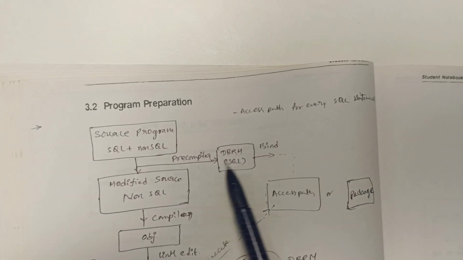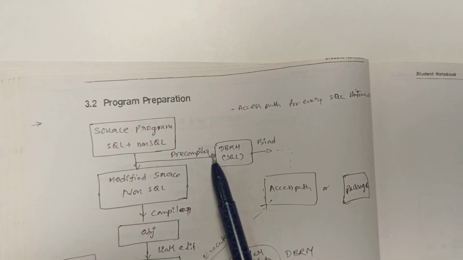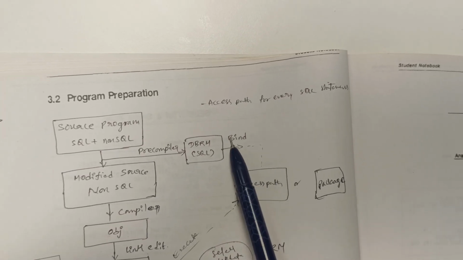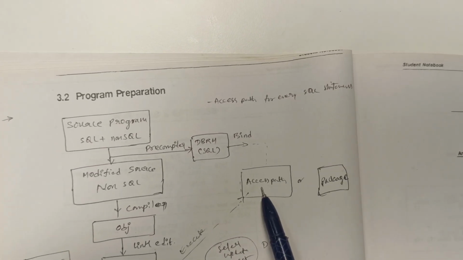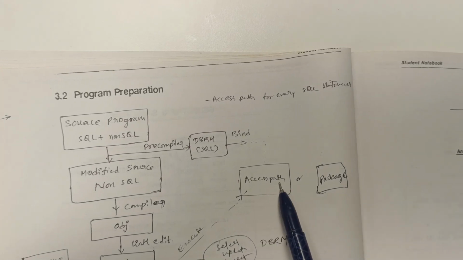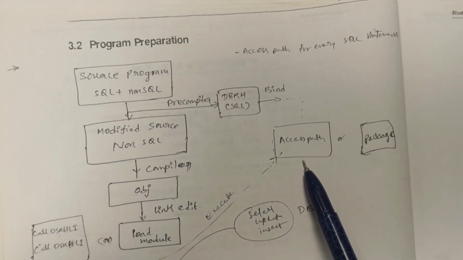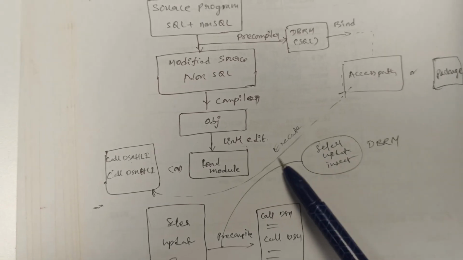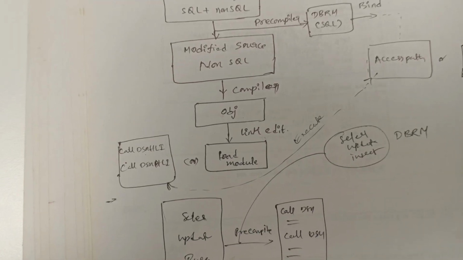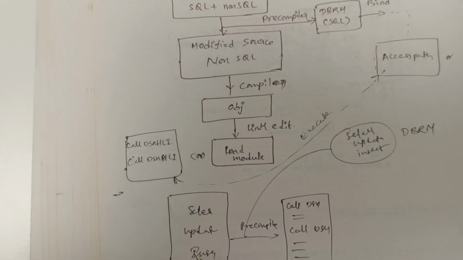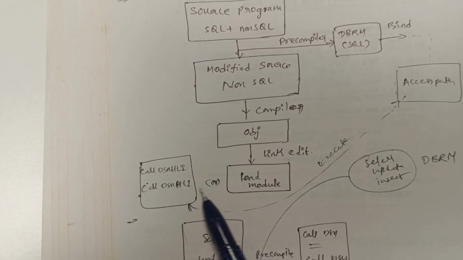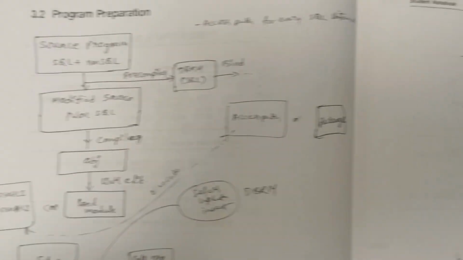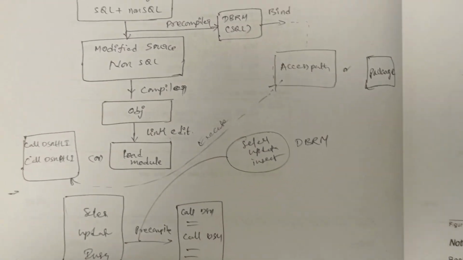Similarly, for the SQL statements, the pre-compiler extracts them, and then we have the bind process. After the bind we have to use an access path or package, and once the DBRM is created, it will execute the packages by using the corresponding timestamp here. We will see that thoroughly, what the package is. This is the pre-compilation stage, and we will go through each step one by one now.